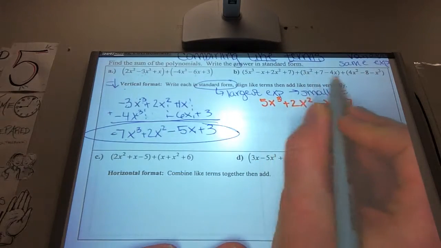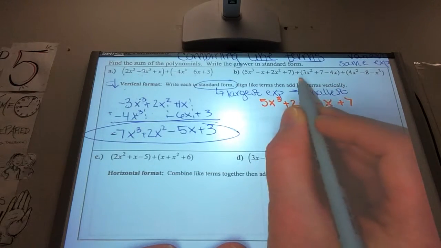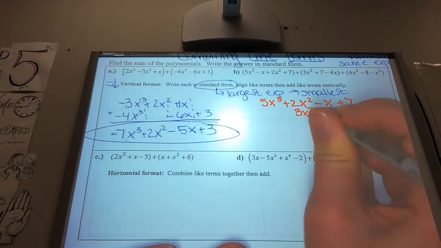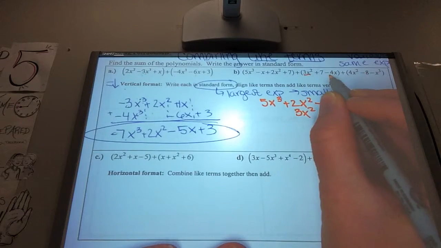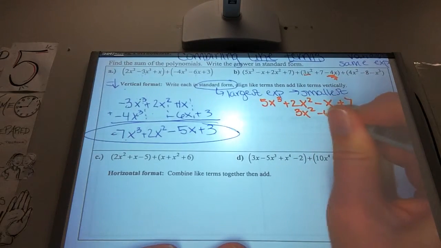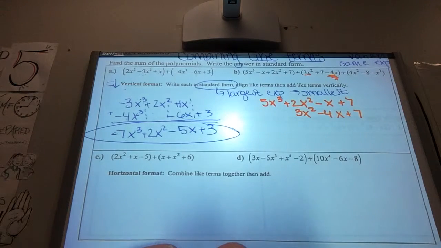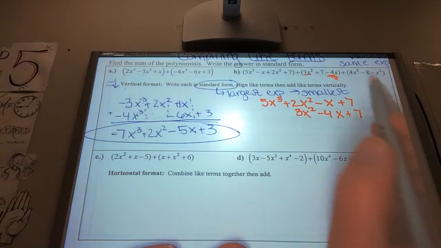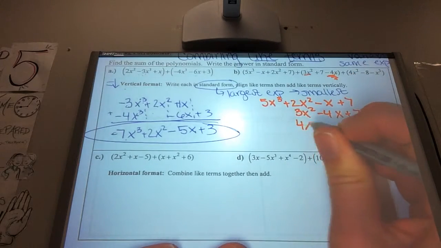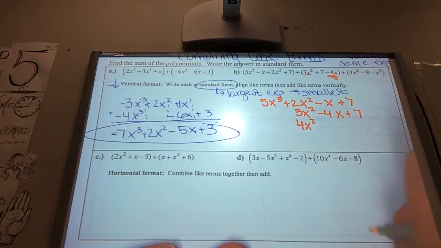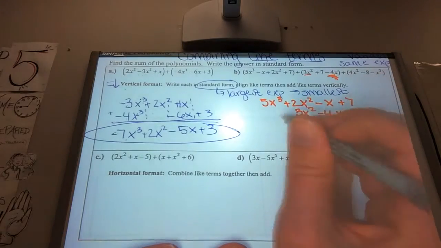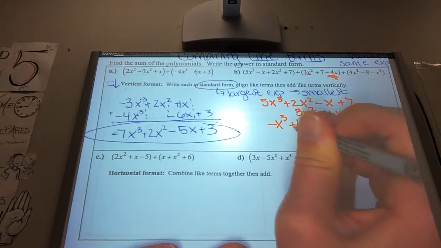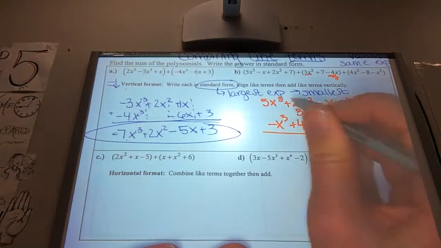And I'm going to add to that this second polynomial. So I have 3x squared. Notice that I write it underneath my other x squared term. And then what would come next is negative 4x plus 7. And then my third polynomial is 4x squared, lining that up with my other x squared terms. Negative 8, I'm going to line up with my constants. And then look at this, negative x cubed, I can just go back out front and write that with my x cubed term. Okay, so I've created columns of like terms.